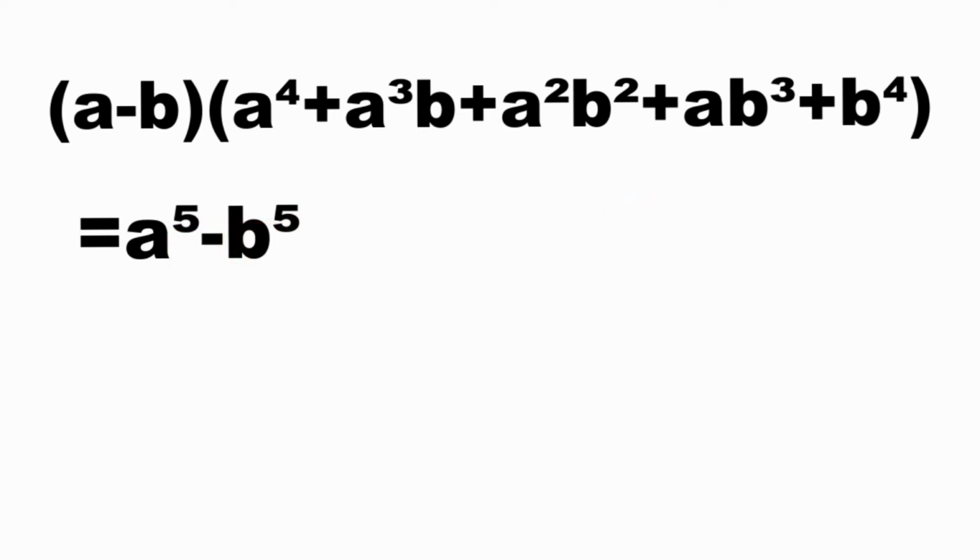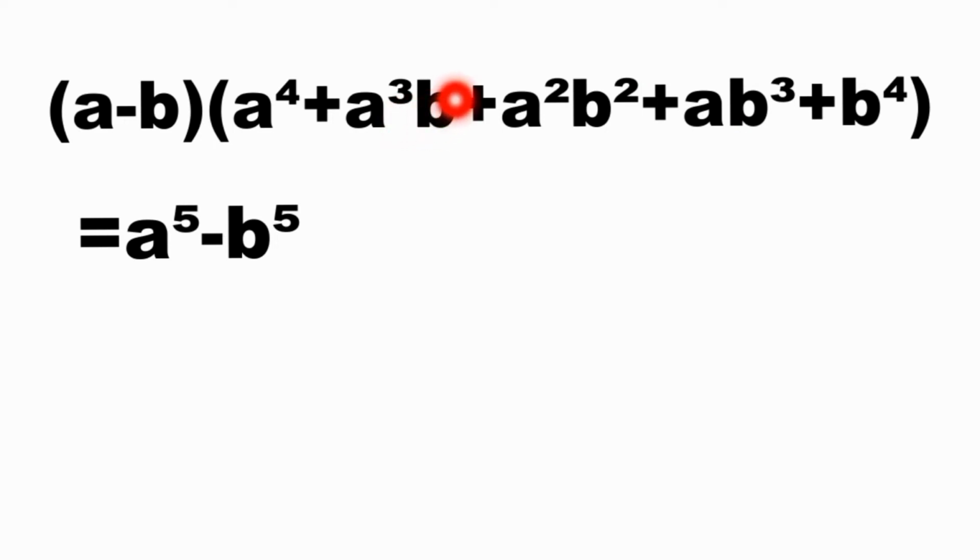So just remember that you have here A minus B being multiplied to A to the fourth, an even number, and the exponent of A is descending. You have here to the fourth, you have here cube, you have here squared, this is power 1, and B here is ascending.